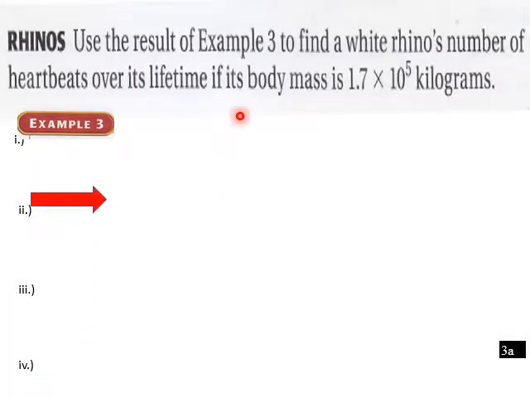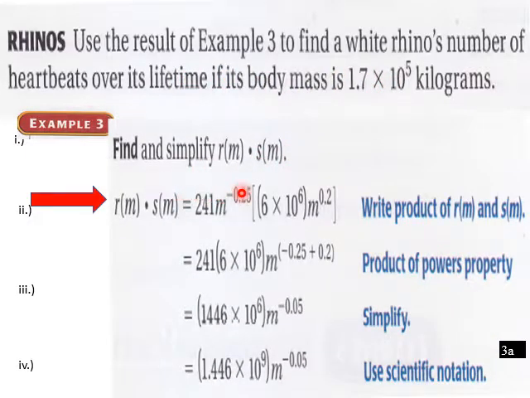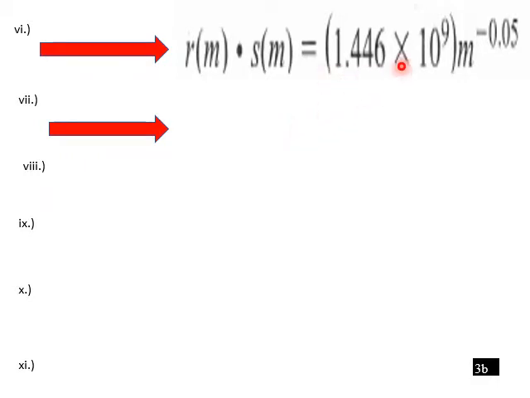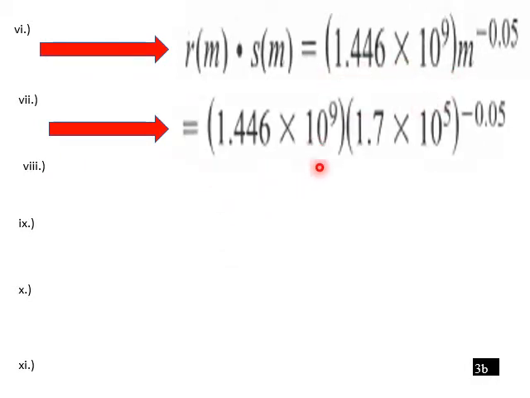Getting back to the rhino, we have a different body mass here, 1.7 times 10 to the 5th. So R of M times S of M, we have 241 M to the negative 0.05, 6 times 10 to the 6. This was the one that we just did, and we ended up with this as our number of heartbeats over its life. Now we're going to change it. We have this body mass now, so when you multiply this together, 1.7 times 10 to the 5th to the negative 0.05 power.